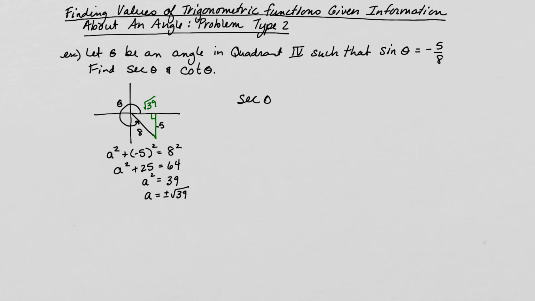So we're looking for the secant of theta and the cotangent of theta. So the secant of theta, remember, is going to be the hypotenuse over the adjacent. So it's going to be 8 over the square root of 39. And then the cotangent is the adjacent, so square root of 39, over the opposite, -5. And again, you could put the negative in the bottom. You could stick the negative on the top. You can put it out in front. So I probably would write it as negative square root of 39 over 5.